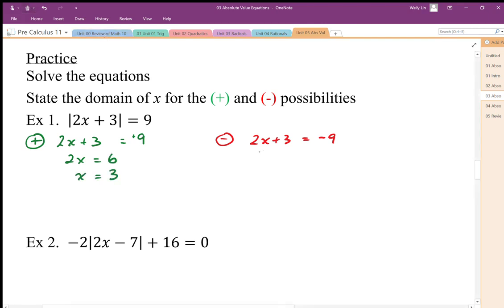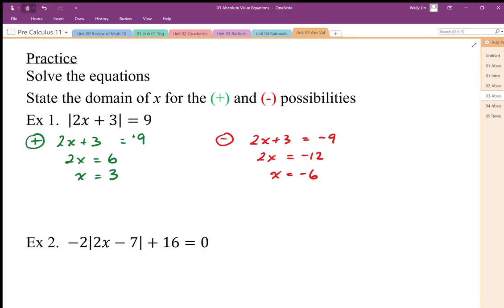Do the same thing here. I'm going to subtract 3 from both sides, I get negative 12, divide by 2, I get x equals negative 6. So these are my two solutions. Now, bear in mind that it is possible to get solutions that don't exist, because it's possible that we get 0 solutions. So we should check for extraneous roots.